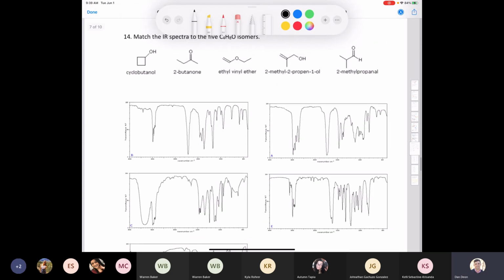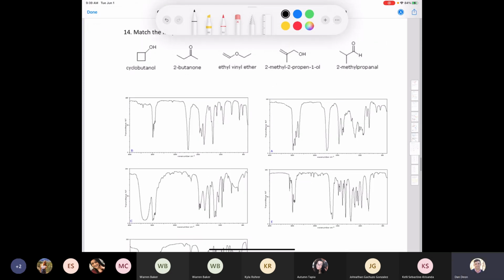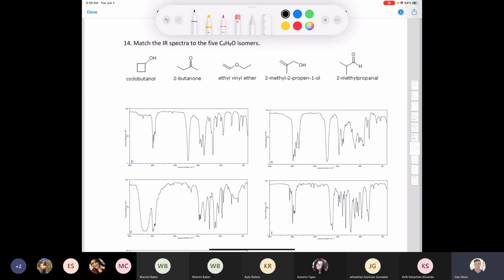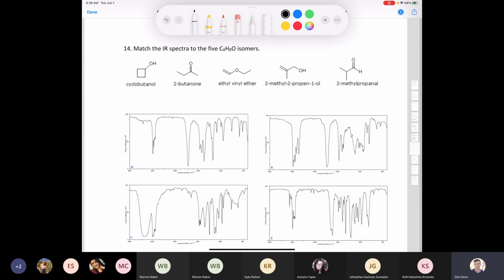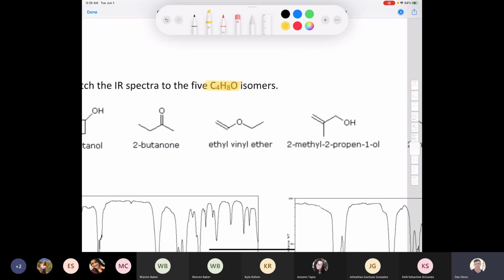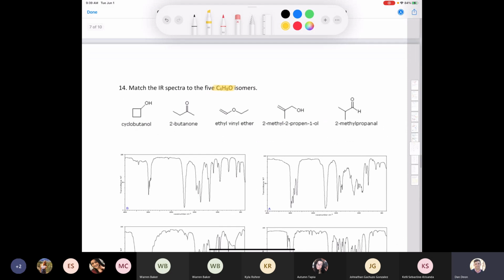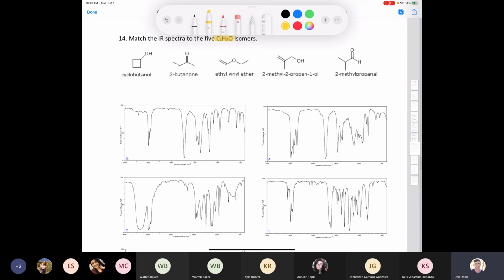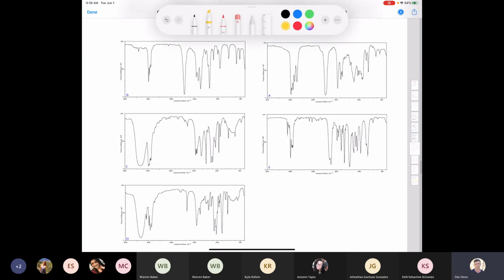This one's kind of a cool one because they're all isomers. It's kind of neat. If you were given just the molecular formula, there are so many possibilities, you couldn't just say it's going to be an alcohol. It might be an alcohol, it might be a ketone, might be an ether, might be an aldehyde. There's a lot of different possibilities here. Well, let's see if we can determine which one of these infrared spectra matches.